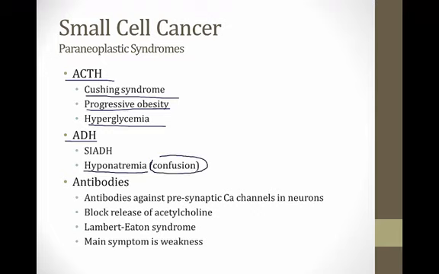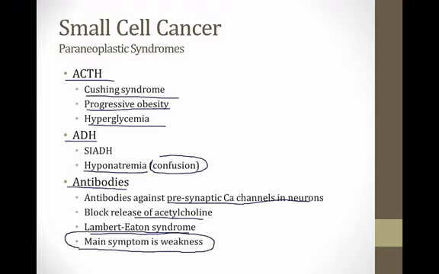The final paraneoplastic syndrome is antibodies. So these patients can get something called the Lambert-Eaton syndrome. This is where they have antibodies against presynaptic calcium channels in their neurons, and this blocks the release of acetylcholine. And the main symptom they're going to develop is neuromuscular weakness. This is somewhat similar to myasthenia gravis, and the patients will have difficulty moving their arms and legs or possibly even swallowing. And these are the three paraneoplastic syndromes that happen in small cell lung cancer.